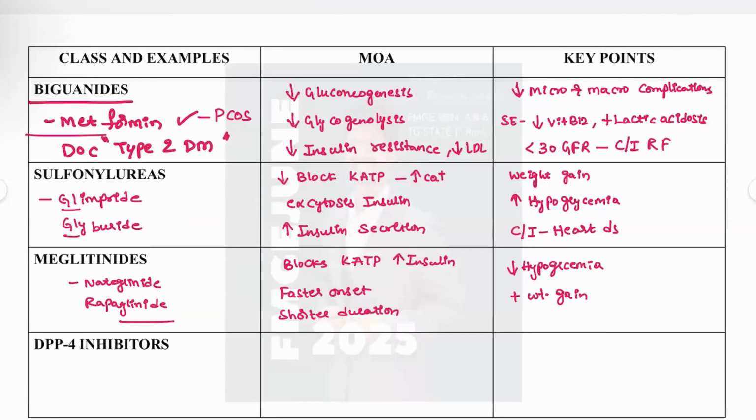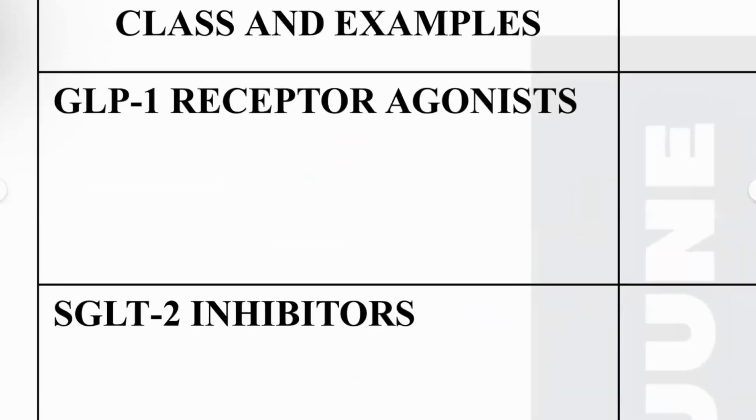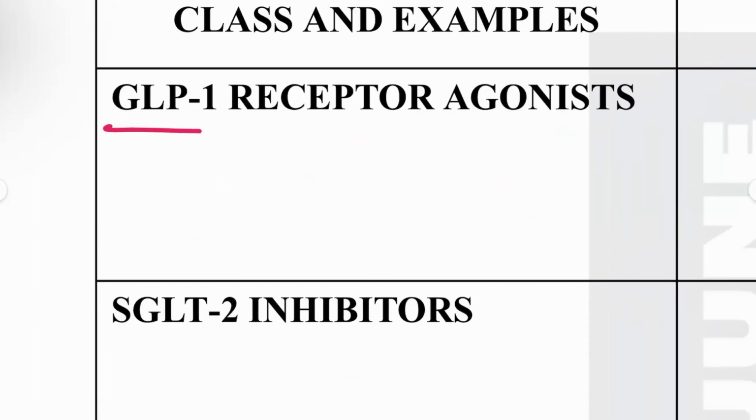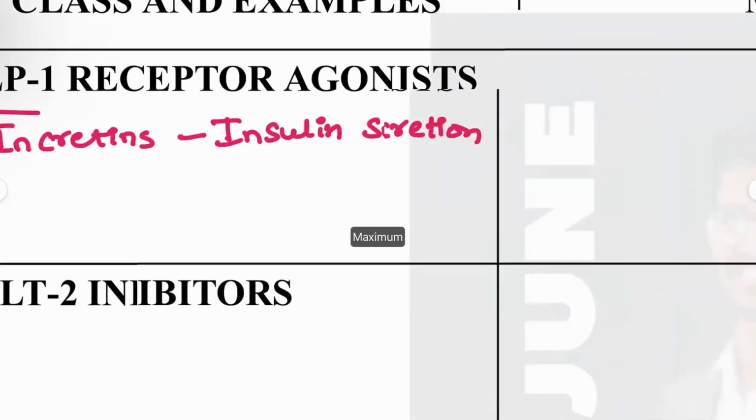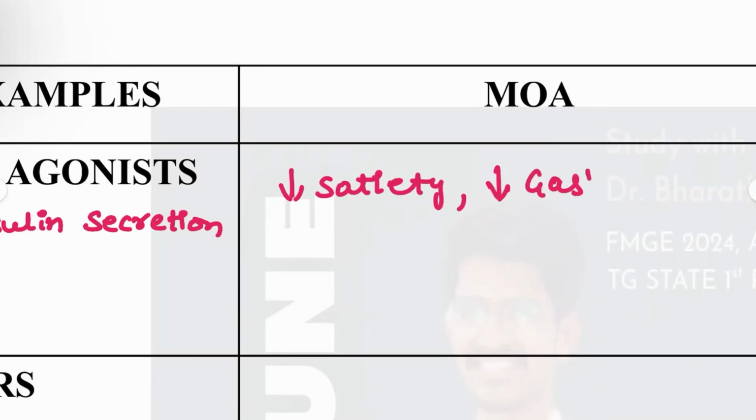Before we discuss the DPP-4 inhibitors, I want you to understand the GLP-1 receptor agonists. Where will this GLP-1 agonist be working? GLP-1 agonist increases the incretin functions. What will these incretins do? Indirectly, this will increase insulin secretion. How is this going to increase insulin secretion? By increasing satiety and by decreasing gastric emptying.